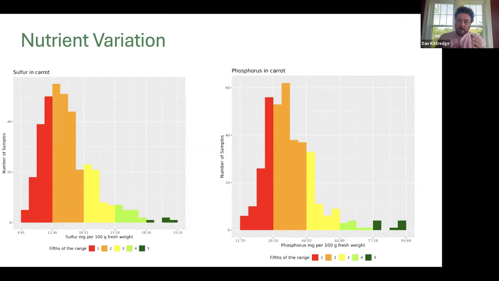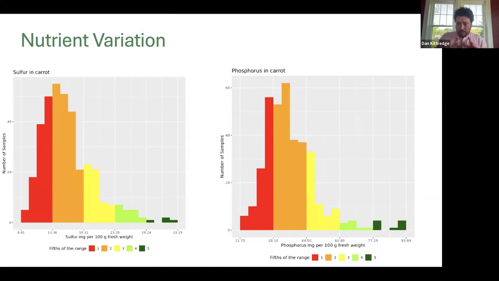So from 8.4 to 33.19, if you do the math, divide 33 by 8, you get about 4, which means that carrot over there on the right, those in the dark green, there's only just one of them over there, had 4 times as much sulfur in it as the carrot on the left.